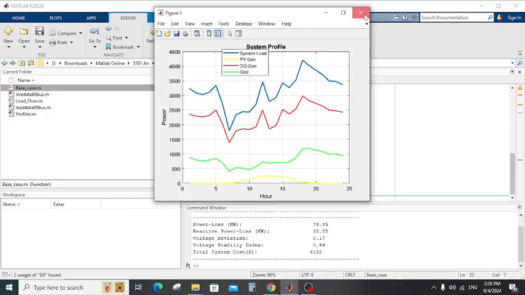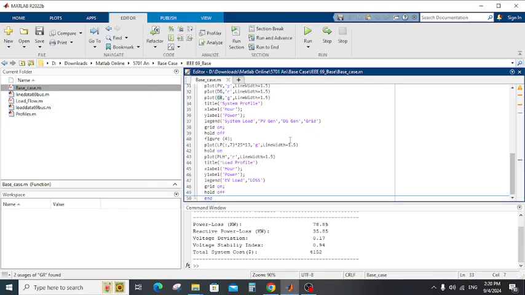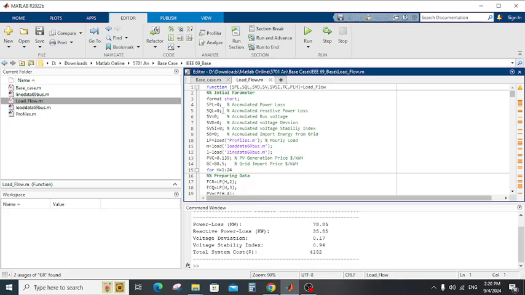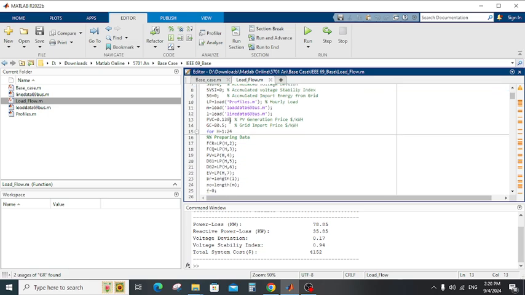This is the explanation of the main program. But the last file is the load flow. As you see here, the initial parameters: accumulated power loss and reactive power. These are the initial parameters, and the hourly load of the load profile, and we call the load data and bus data, the specification of the network, and after that the PV generation price and also the grid import price.